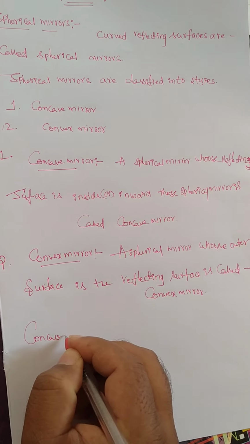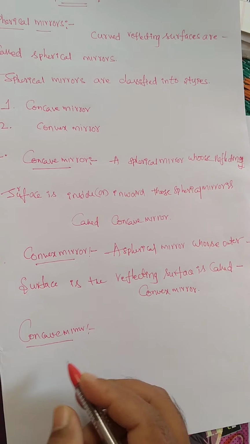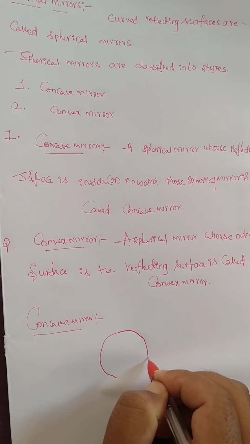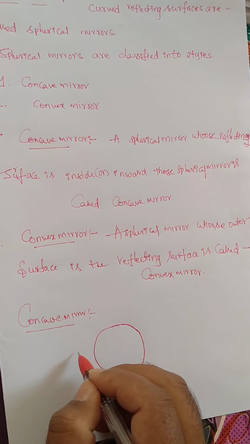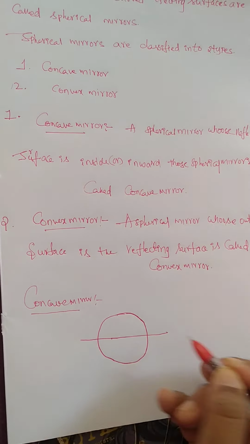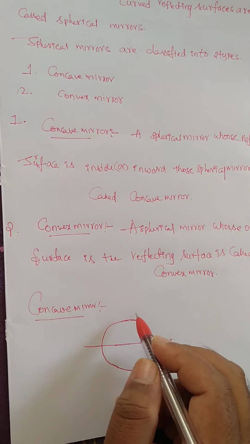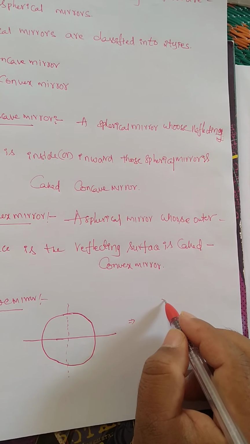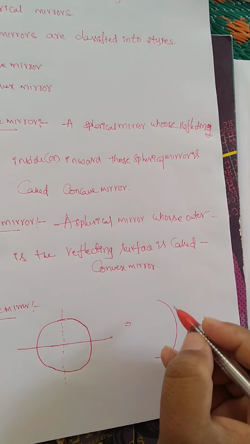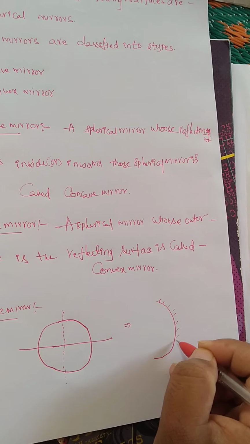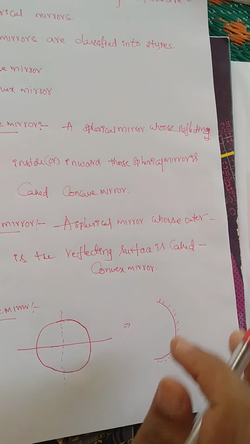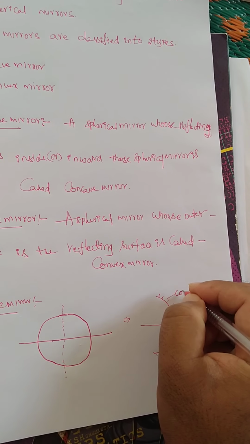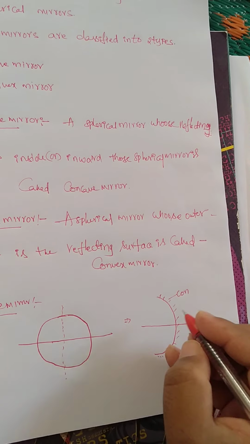Next is how we can draw these concave and convex mirrors schematically. To draw them, first we take a hollow sphere. For example, I am drawing one straight line in the middle of this hollow sphere. Here you can cut off a part of this hollow sphere, then it becomes like this. For the outside surface, you can make a silver coating. For the inside surface, we choose it as the reflecting surface. So this is a concave mirror: a spherical mirror whose reflecting surface is inward or inside.